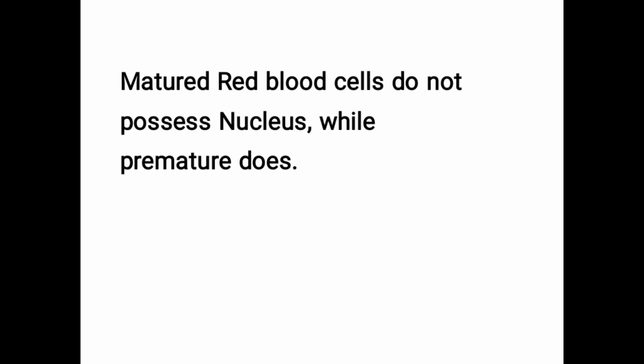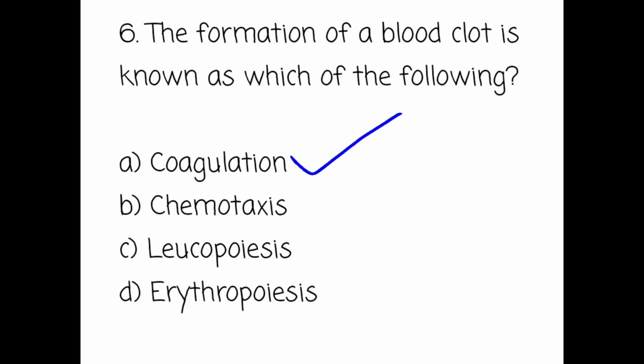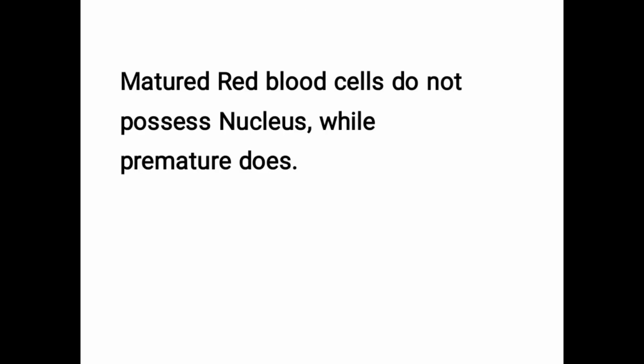I wrote here, the matured red blood cells do not have a nucleus while the premature ones do. Now, in the process of erythropoiesis, let me write it for you. It has to do with the production of red blood cells. At the initial stage, the red blood cell actually has a nucleus, but as time goes by, the nucleus reduces in size until it gets lost completely.